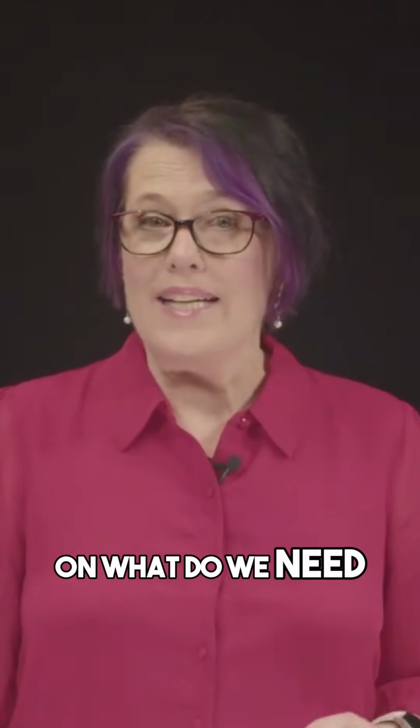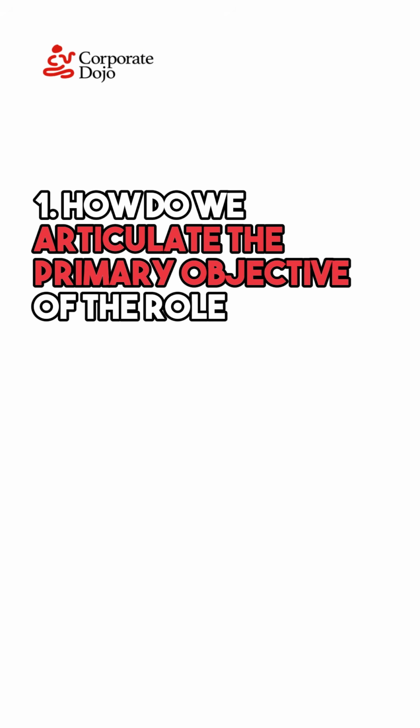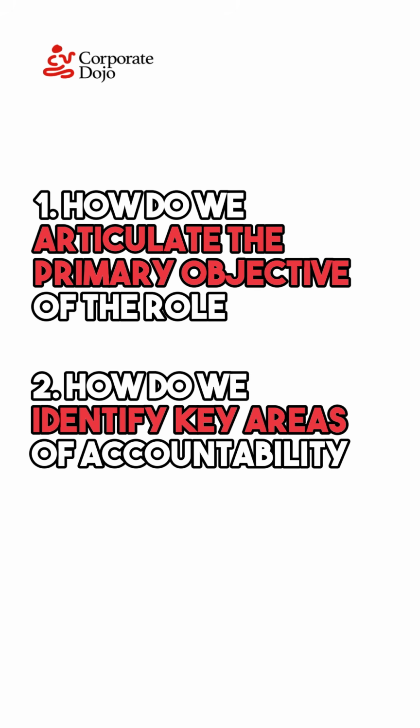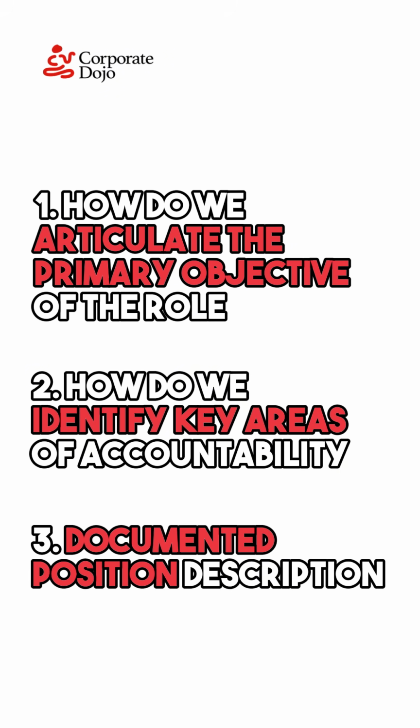First, we need to have a really clear view on what do we need done and how do we need it done. So in this particular course, we'll be looking at how do we articulate the primary objective of the role, how do we identify key areas of accountability, and ultimately what we want to do is get to a point where we've got a documented position description.